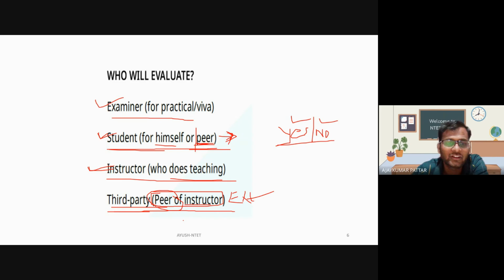So who will evaluate? Sometimes the examiner will evaluate, sometimes students themselves evaluate, sometimes the instructor who is teaching will evaluate, sometimes a third party, meaning an external teacher, will evaluate. Based on the objectives and the requirement, the evaluator will be different.